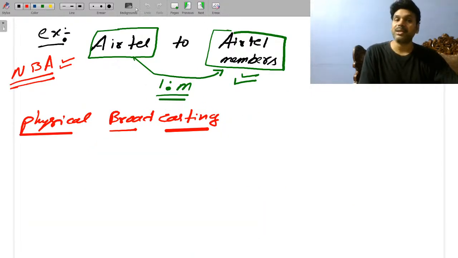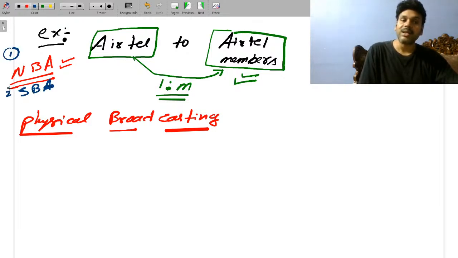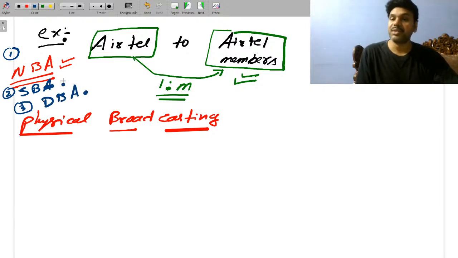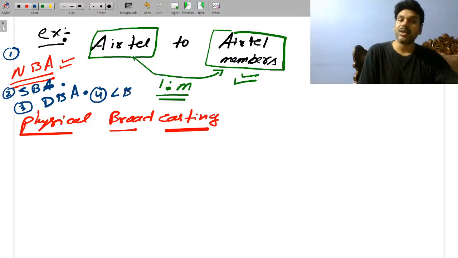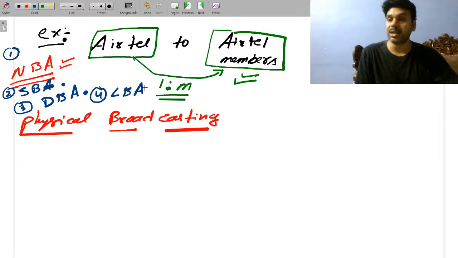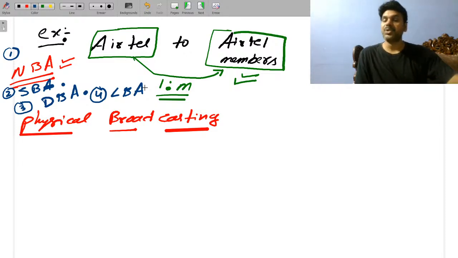There are three varieties. One is a network broadcast address, another is a subnet broadcast address, and the other one is a directed broadcast address. There are different varieties of broadcast addresses, and I can also mention the limited broadcast address. So NBA, SBA, DBA, LBA are purely for broadcasting the data to multiple persons, even though you have a concept called 1:1 channels.